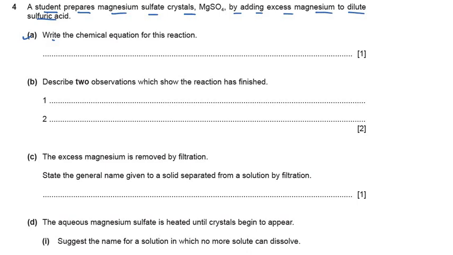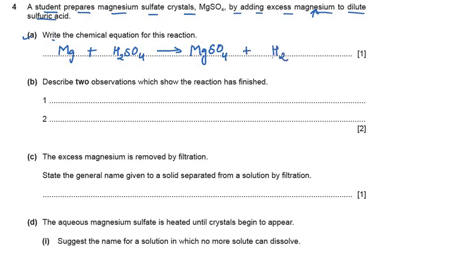Now what's the reaction going on between? It's magnesium and dilute sulfuric acid. So magnesium in symbolic form plus sulfuric acid again in the symbolic form, that forms magnesium sulfate. That is also given in the question. So we are writing magnesium sulfate, and the remaining product is hydrogen gas.